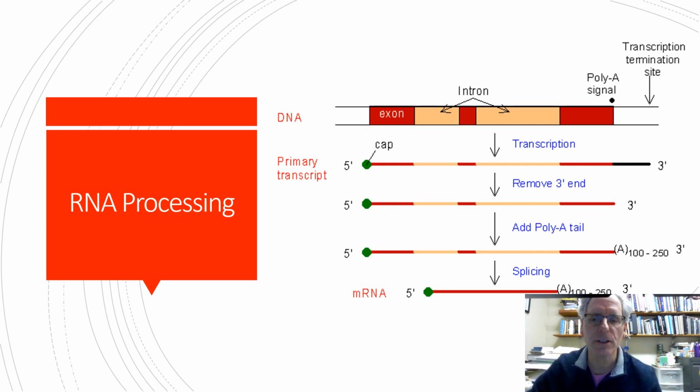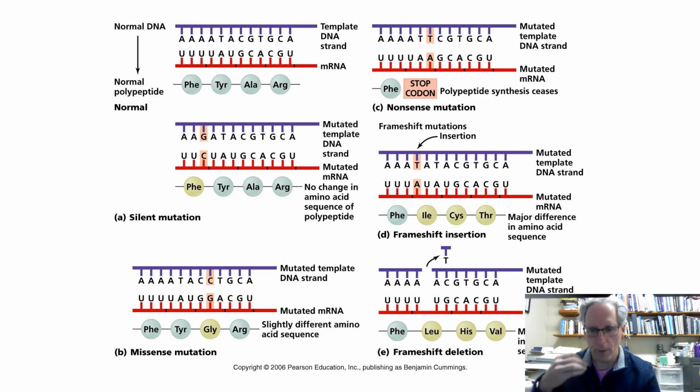And this shows you essentially that process, capping at the 5' end, tailing at the 3' end, and introns removed through RNA splicing. RNA processing also occurs in the nucleus.